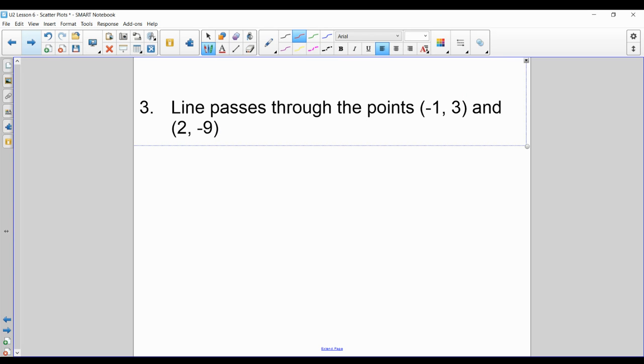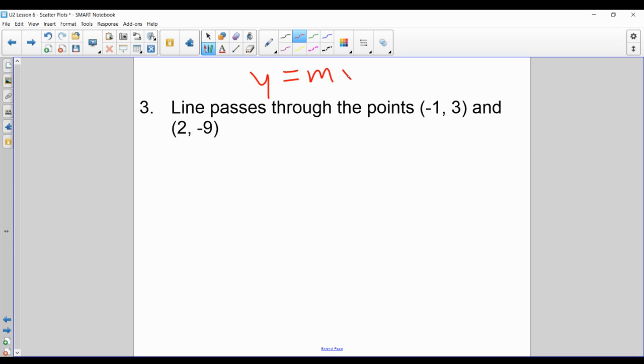Last one. So remember, again, I'm going for this equation, y equals mx plus b. If I am trying to write the equation of the line that passes through 2 points, I still need to get the slope, and I still need to figure out the y-intercept. I don't have either of those pieces of information, so what I'm going to have to do is use the slope formula, y2 minus y1 over x2 minus x1, because I'm finding the change in y over the change in x.